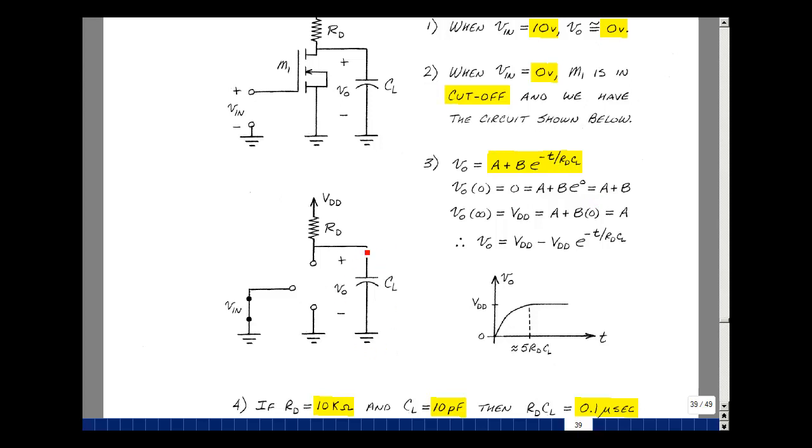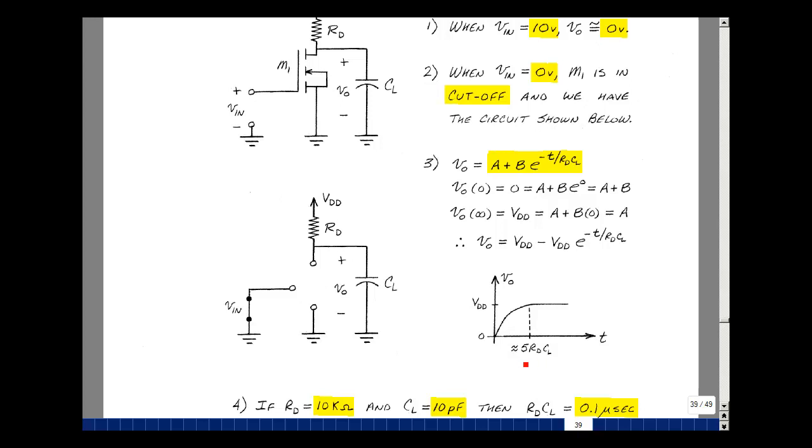As t approaches infinity, it becomes an open circuit, and this voltage approaches the power supply. It's equal to VDD. But plugging in t approaching infinity makes this term go to 0. We just have A plus B times 0, or just A. Our solution then is VDD, that's my value of A, and B is the negative of A, times e to the minus t over tau. We have a simple RC charging circuit that we've seen before in this course at ECE302 and 201.